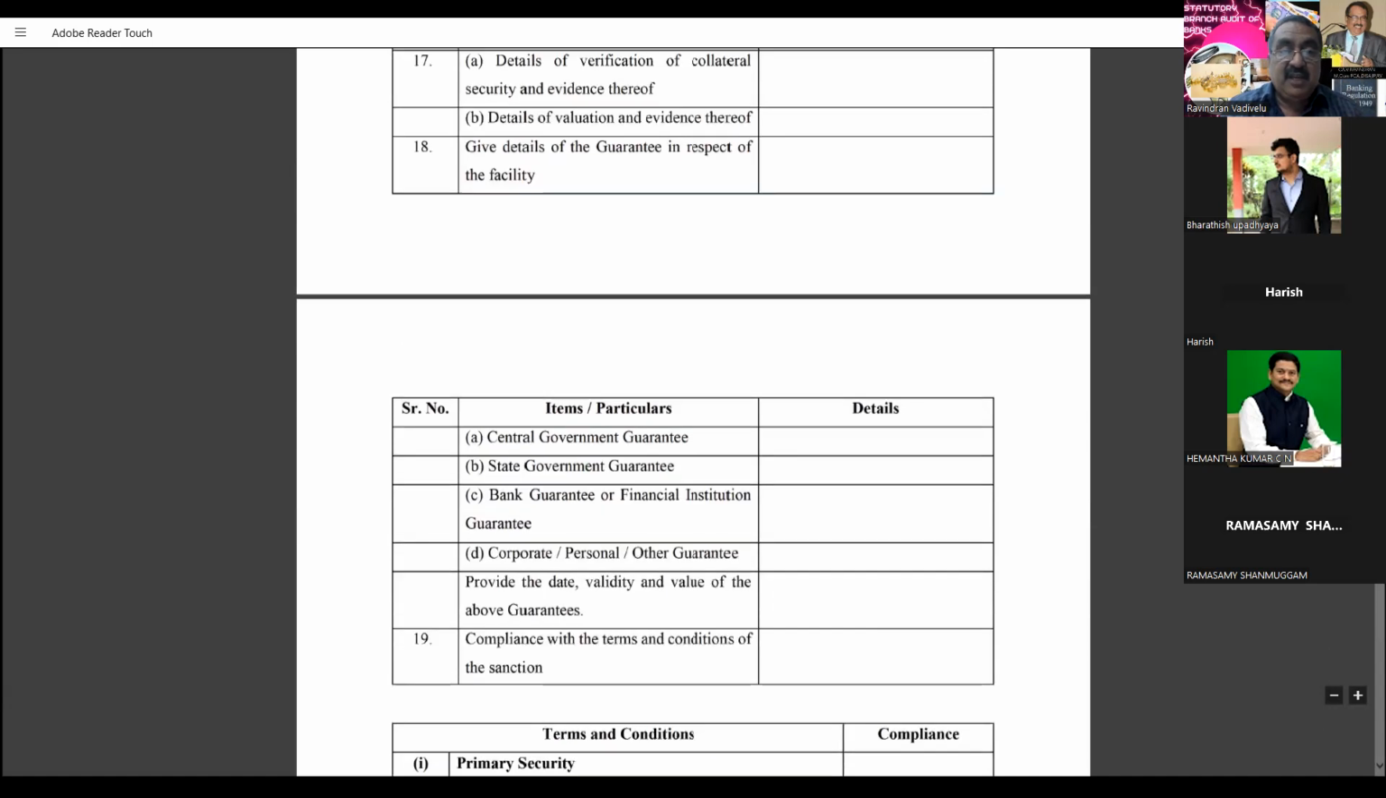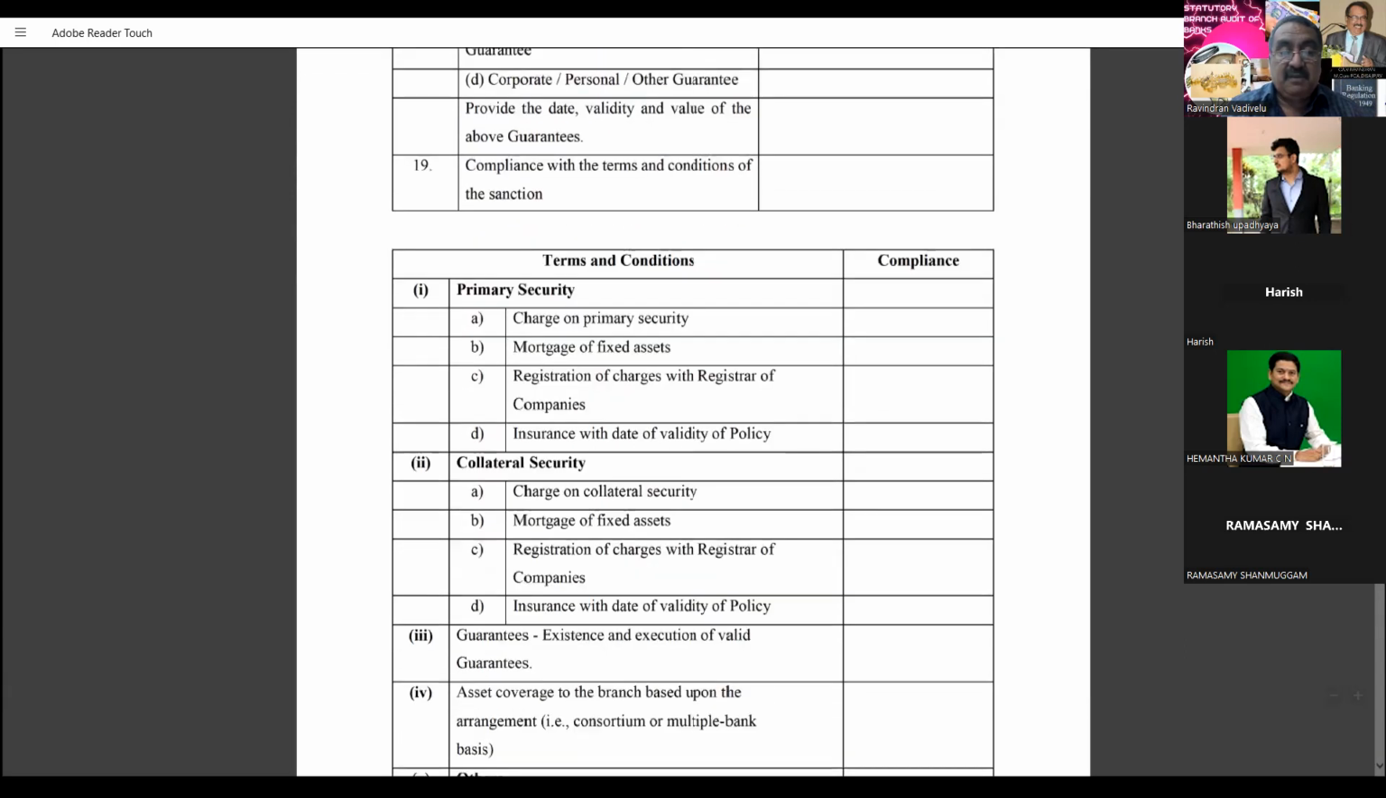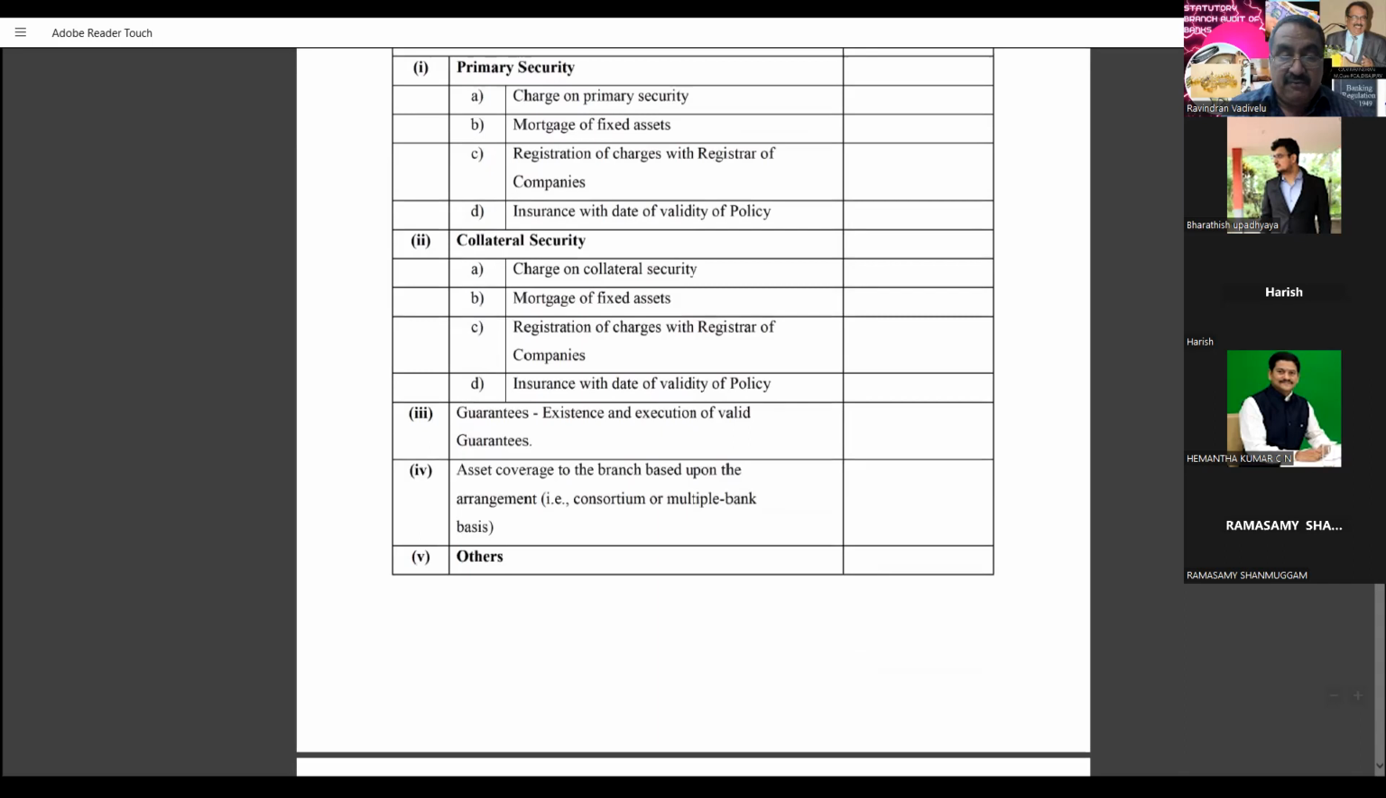The guarantee may be in the form of central government guarantee, state government guarantee, bank guarantee or finance institution. The guarantee is being given by a corporate, personal or other guarantor. And if it is there, then what is the date of guarantee, validity of the guarantee and value of the guarantee? And compliance with the terms and conditions of sanction. You have to see whether the terms and conditions have been fulfilled by the party or not. And with reference to primary security and collateral security, you have to give full details.